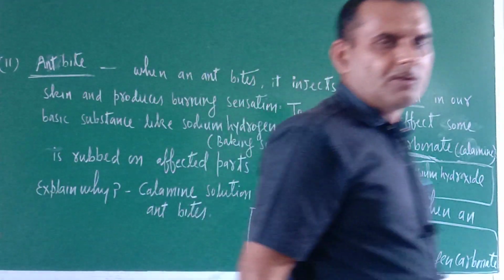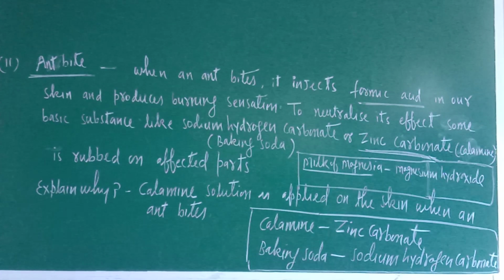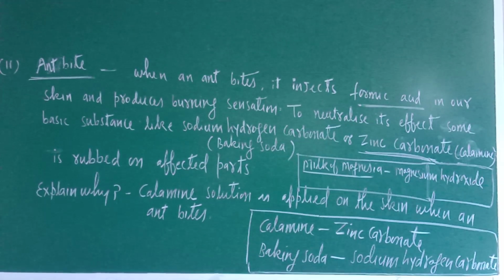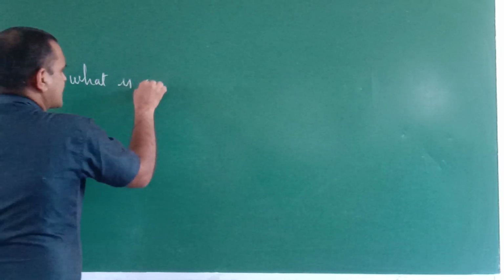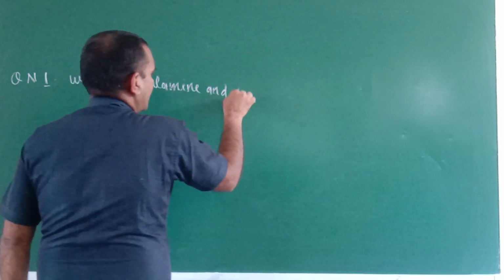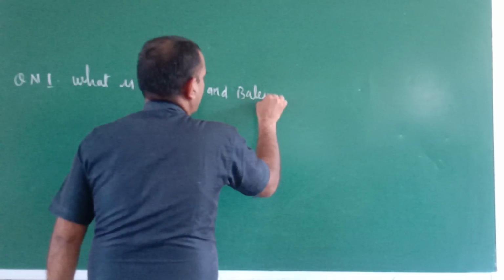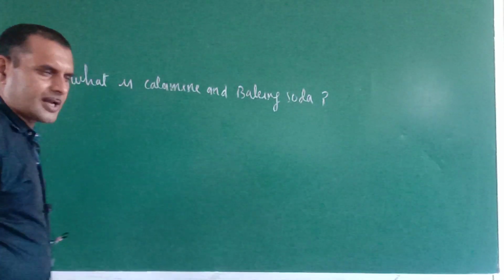So now in this way I dealt with 3 questions. Now this is the time to give you some questions. Dear cadets, note down some questions. How many things did I teach you? Just see. First question is, what is calamine and baking soda? Just now I answered.